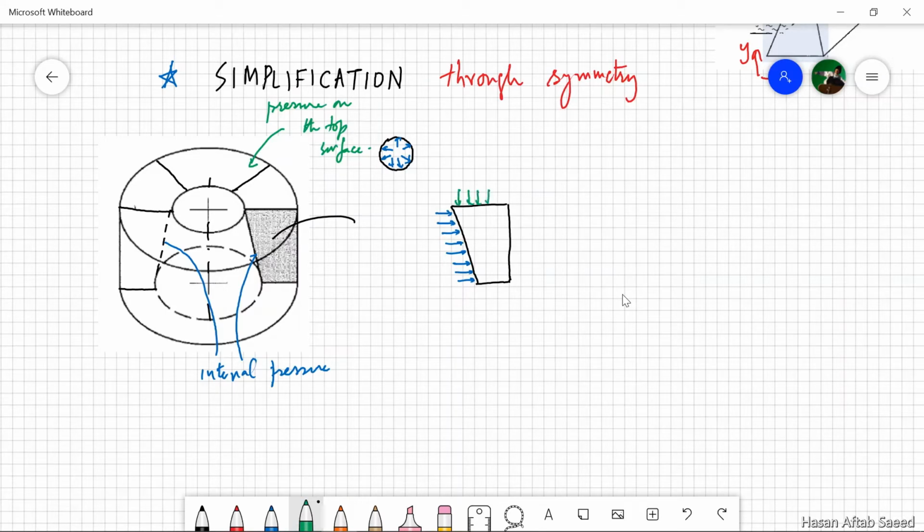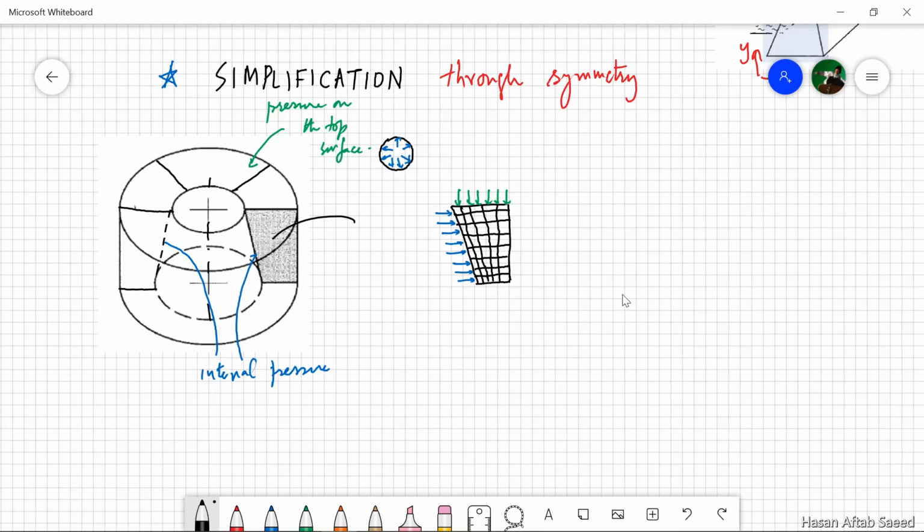Similarly, there could be some external pressure as well. If we are able to make this kind of a simplification, what results is this. We just model this problem like this in 2D using area elements, and we don't need to use 3D elements, which again obviously results in considerable saving in computational cost.